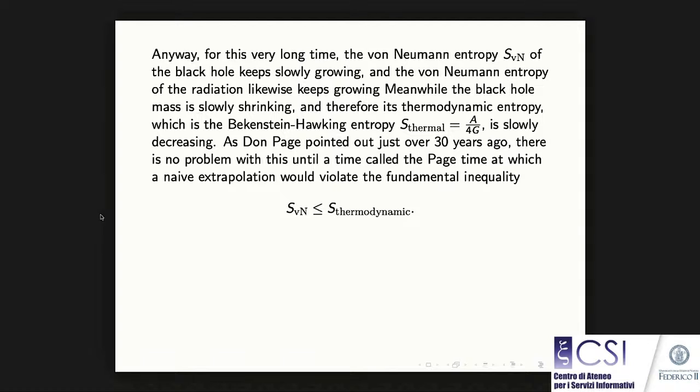which is roughly after half the lifetime of the black hole, but not exactly, at which a naive extrapolation would violate the fundamental inequality. The von Neumann entropy of the black hole is going up, its thermodynamic entropy is going down, and eventually they meet, because if this remains true, as I've written, the thermodynamic entropy goes to 0 as the black hole evaporates, and the von Neumann entropy keeps going up. At the Page time, they become equal. At the Page time, this description must stop. It can't remain valid in the form I've said.